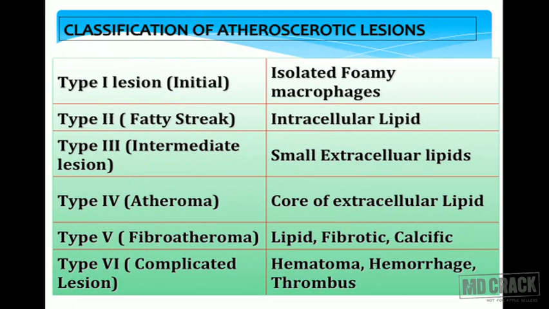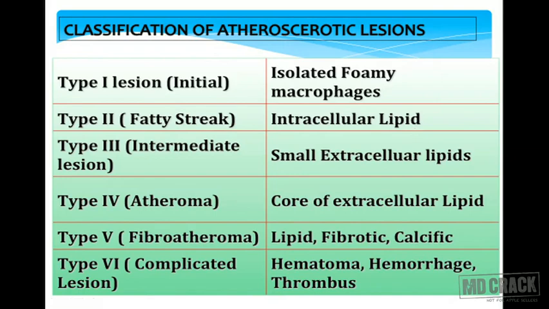Let us see how atherosclerosis will progress. It has been classified under 6 categories, type 1 to type 6. Type 1 is very common, and type 2 is also very common. Type 1 is the initial lesion, where isolated foamy macrophages are seen within the tunica intima. In type 2, fatty streaks are seen almost by the age of 1 year itself. We all develop fatty streaks, where there is intracellular lipid within the tunica intima.